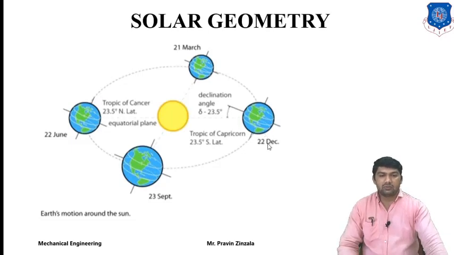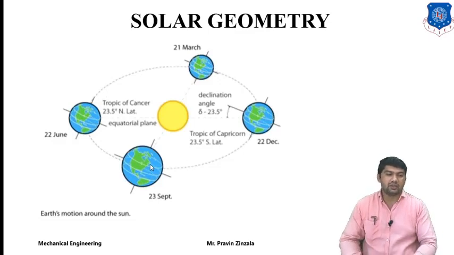This is the position of Earth on 22 December, this is the position on 23 September, this is the position on 22 June, and this is the position on 21 March. So Earth has a different position at a different time and condition, and we receive different solar radiation. Especially in India, we experience three different conditions: summer, winter and monsoon.